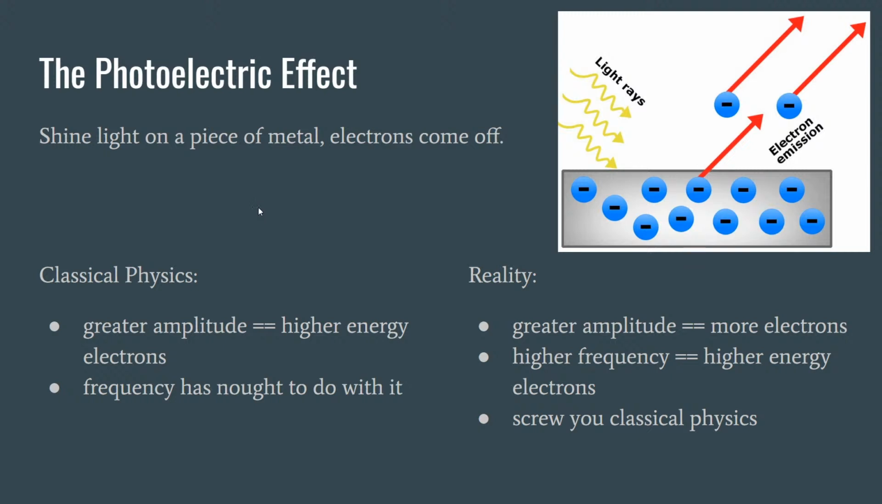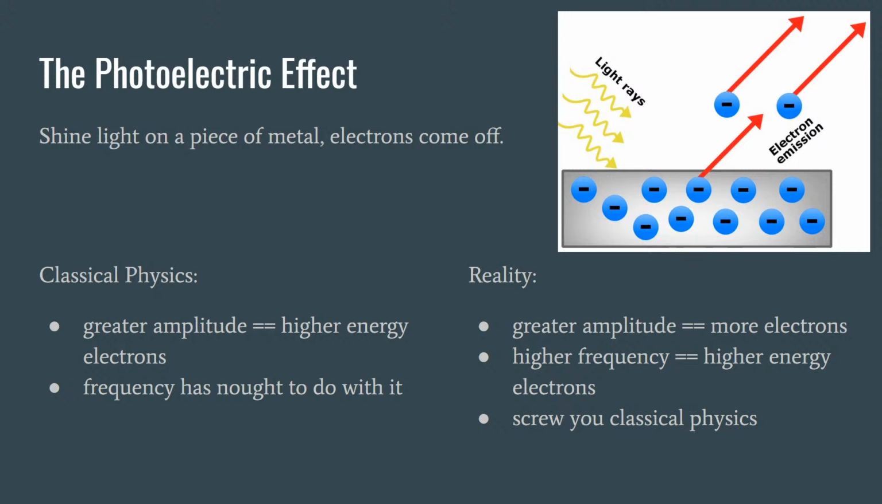So, classical physics said that light with greater amplitude has greater energy. Therefore, if you shine brighter light or greater amplitude light on the piece of metal, you're going to get higher energy electrons coming off of the metal. That is to say, they'll have higher kinetic energy. They'll be moving faster. They'll have more impact when they hit things. And frequency will have nothing to do with it.